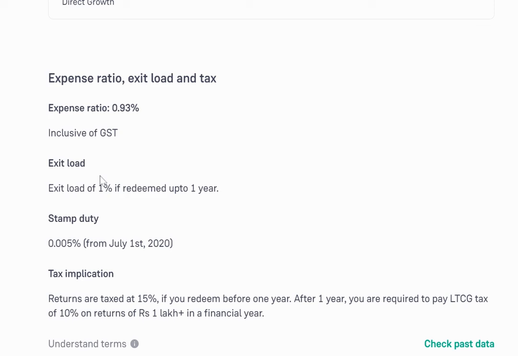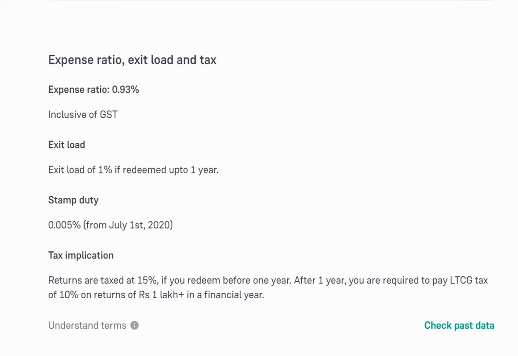Exit load is another term. Suppose I have invested my money in this mutual fund, and I'm withdrawing the funds within 1 year. If I'm redeeming within 1 year, a 1% exit load will be charged. That means 1% of my redemption amount. Suppose I have invested 1 lakh, and after 6 months I'm removing 1 lakh. 1% of 1 lakh is 1,000. The 1,000 rupees will be my exit fee, and the expense ratio will be automatically calculated at the 0.93% per annum rate. These are the main ratios we have to see: expense ratio and exit load.